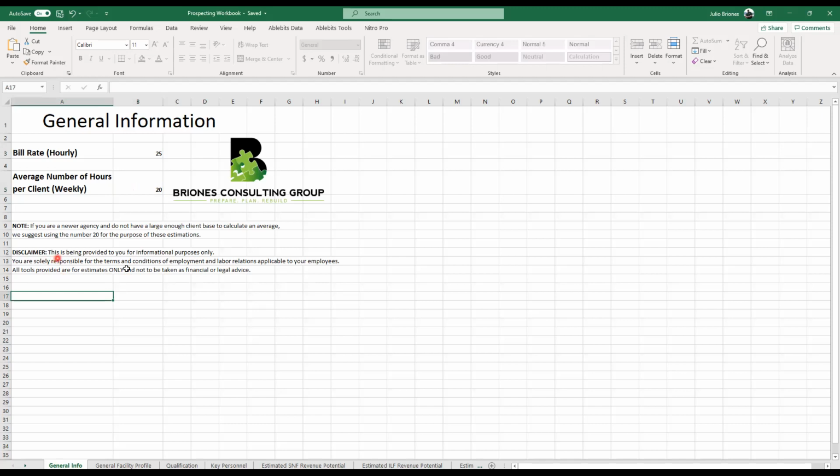And also note, this is informational only. You're solely responsible for the terms and conditions of employment, labor relations, price setting, and your own business processes and outcomes. None of these tools are to be considered financial or legal advice or guarantee of income. So let's move on now that we've established a baseline.